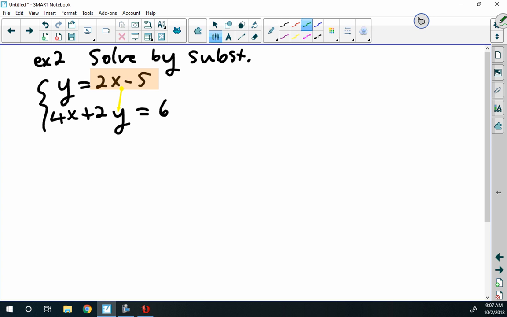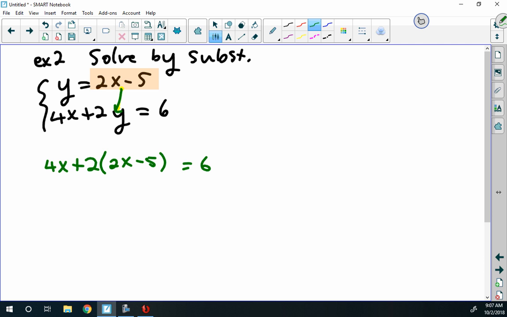So the way the substitution method works then is we would take 4x plus 2y, and that's equal to 6. What's going to take the place of my y, though? Yeah. The first equation's stuff that y is equal to. This whole quantity of 2x minus 5, right? That quantity of 2x minus 5.